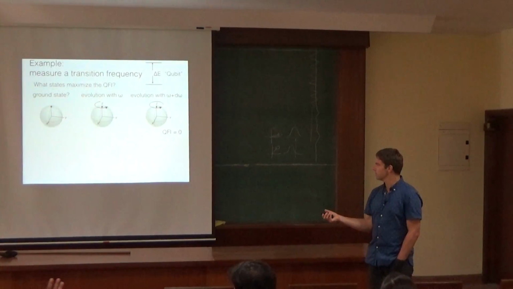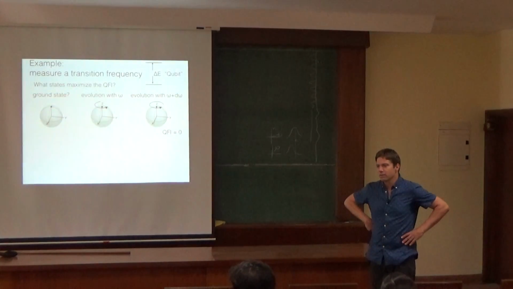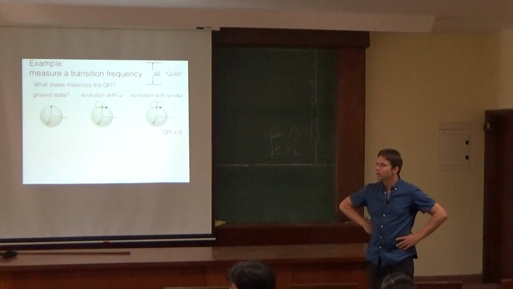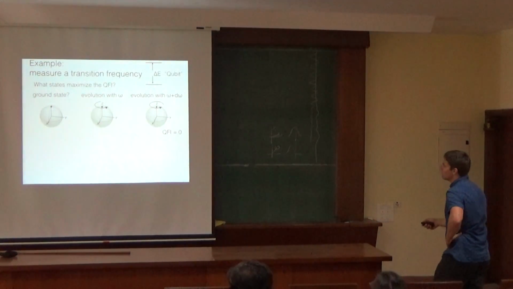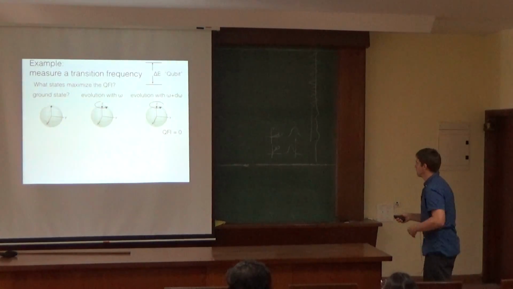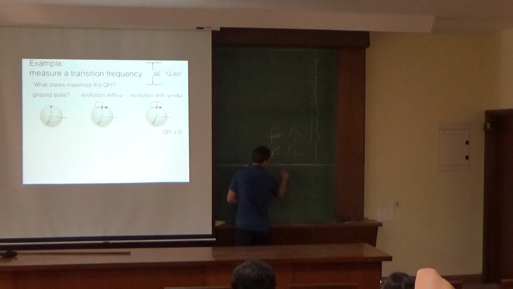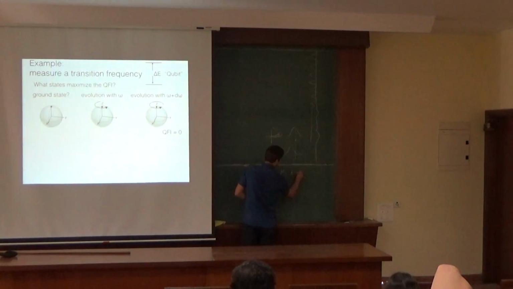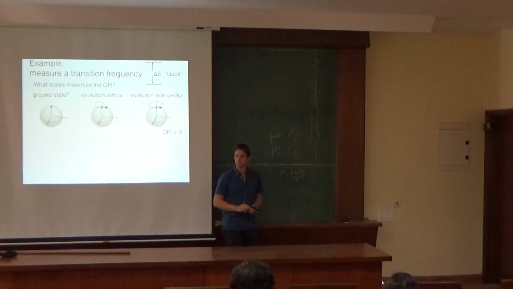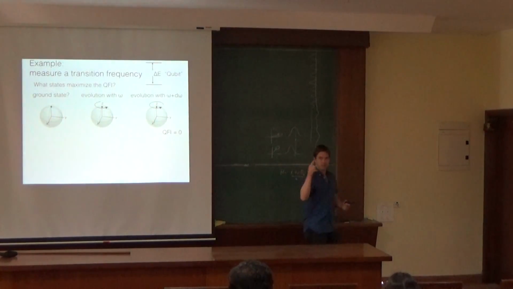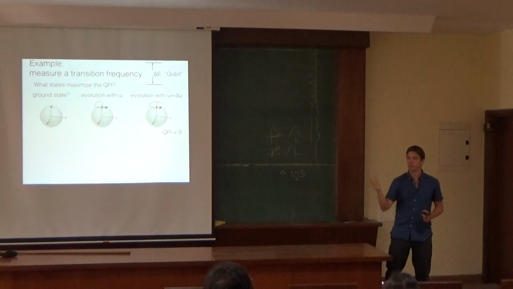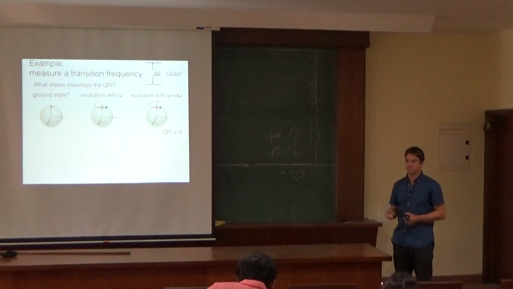But this makes sense? Sorry, I think I missed something. What is evolution with omega and evolution with omega plus d omega? So it's going to evolve under the Hamiltonian with frequency omega. The Hamiltonian is just sigma z over 2 or something, right? It just has that much energy. Yeah. Okay, so it's just going to precess around the z-axis, a little faster, a little slower, but it's not going to change the state.